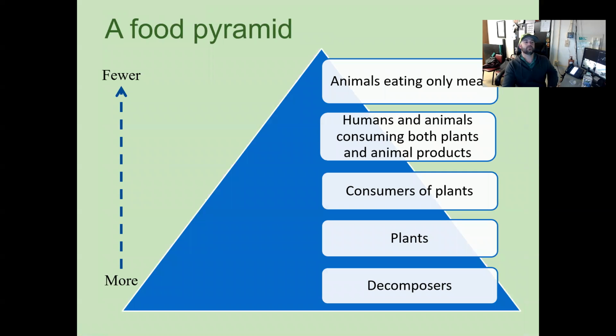So let's take a look at a food pyramid. At the bottom, we have more of these. At the top, we have less. So at the bottom, we have decomposers, moving up to plants, moving up to consumers of plants, moving up to humans and animals consuming both plants and animal products, and the last one, animals eating only meat.